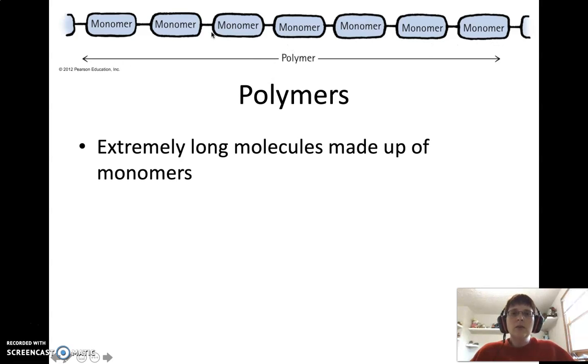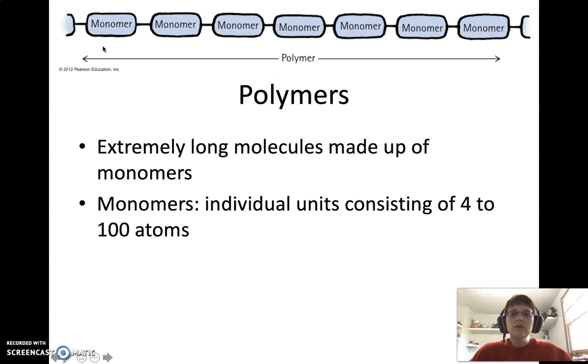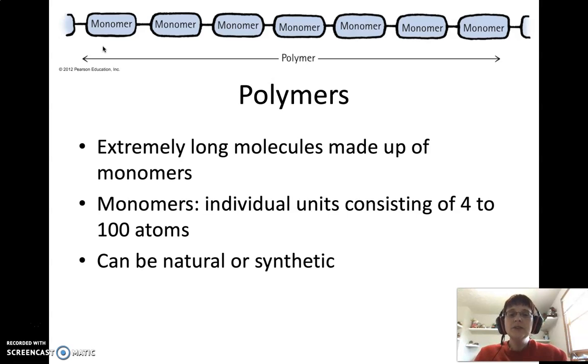And so you can see up here at the top, we've got a polymer that is just made out of monomers. So the monomer can be basically any sort of molecule. You can see monomers, they're just the individual units consisting of something that's either 4 atoms big up to 100 atoms big. So these monomers can range in size. And polymers can either be natural or synthetic. So we're going to look at both natural polymers and then synthetic polymers.